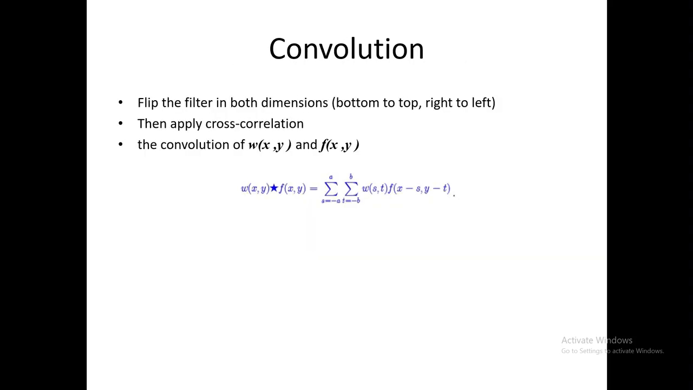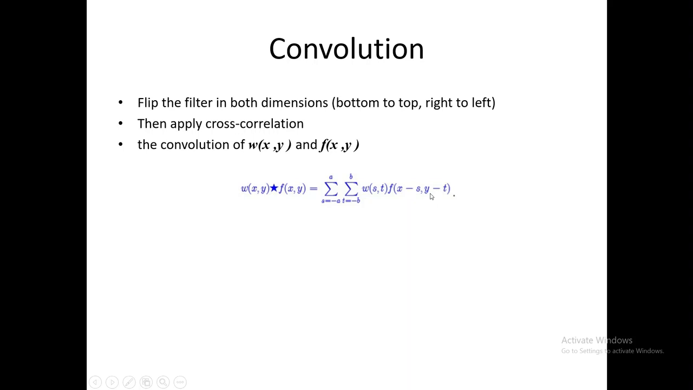And while talking about convolution, it's also the same as correlation. However, what we do here is flip the filter in both dimensions, from bottom to top and right to left, and then we apply the correlation. For the convolution with the filter mask w(x,y) and f(x,y), we get the following expression, which gives the convolution operation. Here f(x-s, y-t) will flip the kernel.